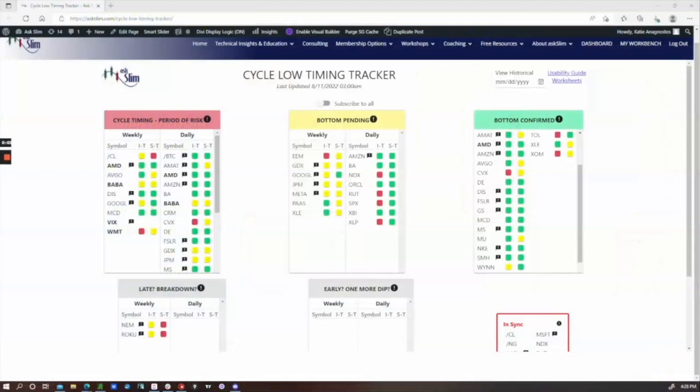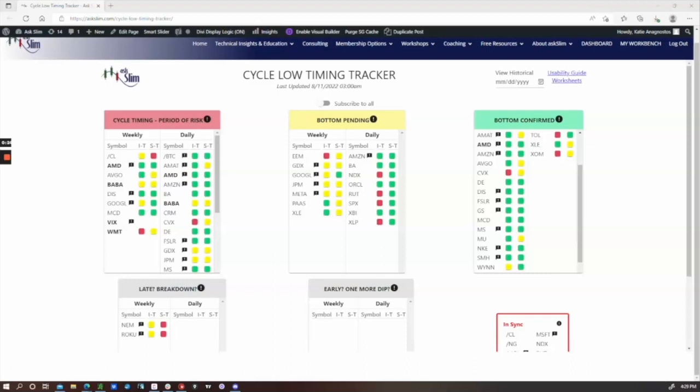On your screen is our cycle low timing tracker, which is a tool that our members can use to identify potential opportunities going into cycle timing windows when we expect the current cycle to make a low, and also coming out of those cycle timing windows when we're entering a rising phase of a new cycle.